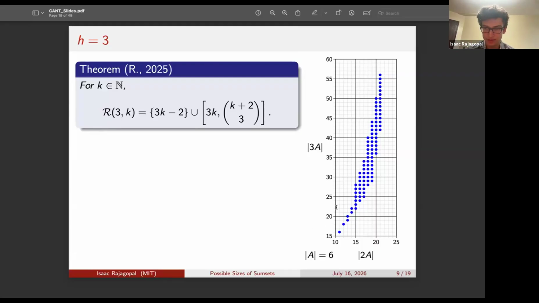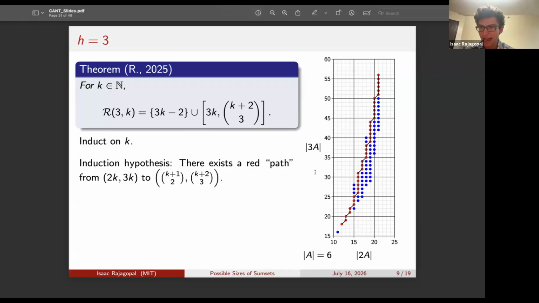like in the h equals 2 case, we want to induct on K. But what's the right inductive hypothesis? It took a bit to come up with it because I don't think it's possible to do this using the simplest possible inductive hypothesis, like, oh, this theorem is true for K minus 1. Turns out the inductive hypothesis I was able to make work is something about there existing a path going from the bottom to the top.